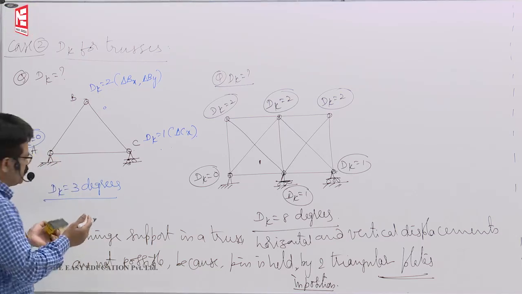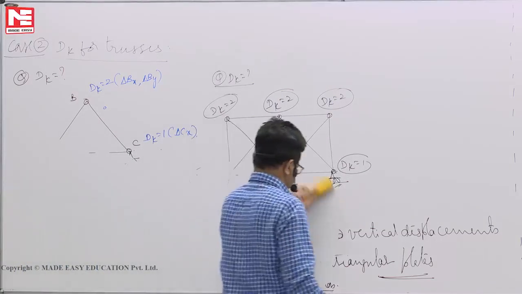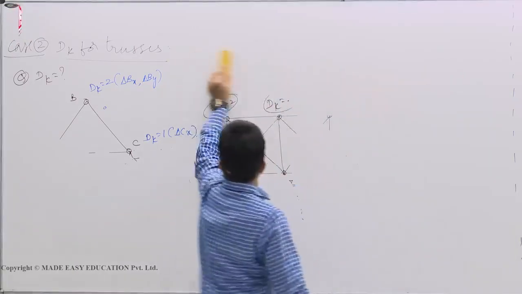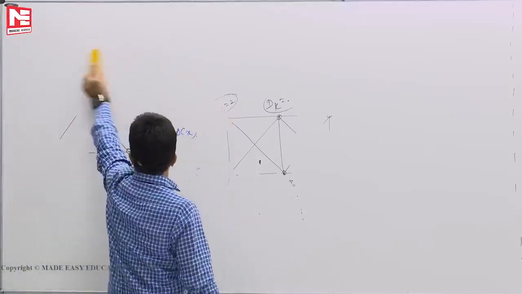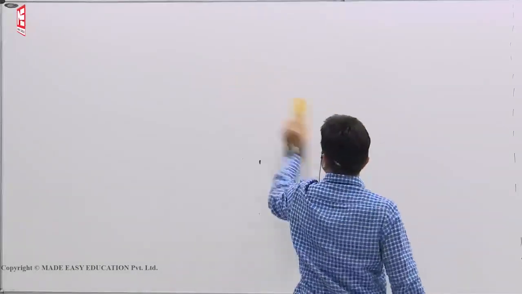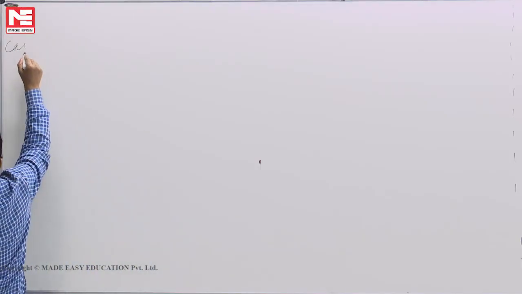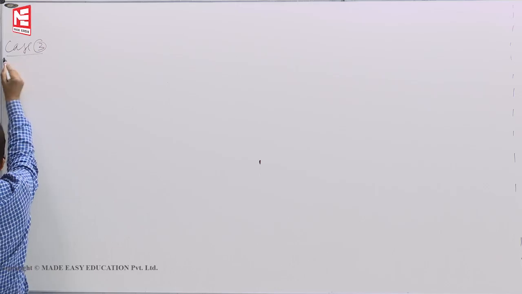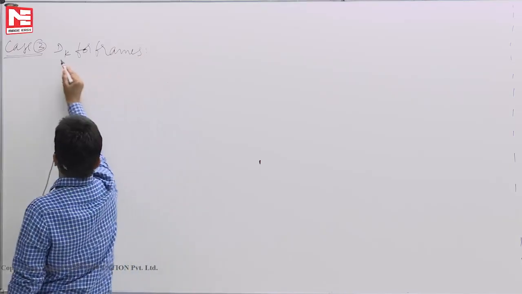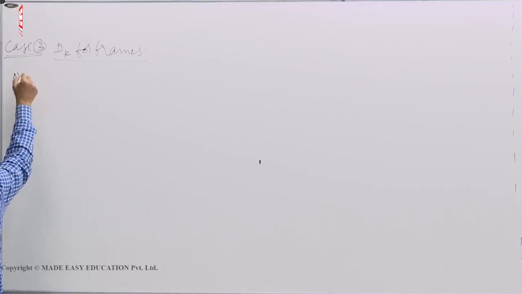Next, this is about the trusses, the simple case. Now let us see for the frames, how to calculate for frames. Case 3: DK for frames. Now, in the frames, this was the point.